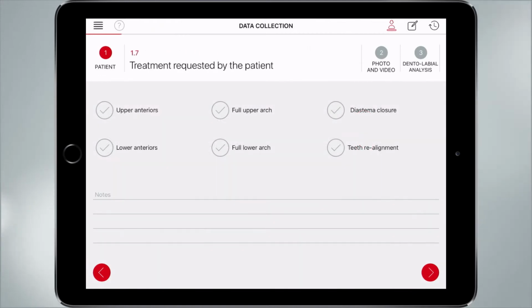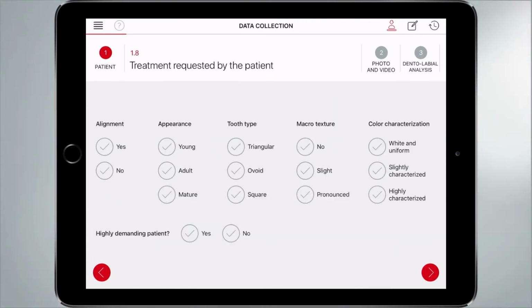Now we are on the step 1.7. And the step is the patient treatment requested. Actually, the patient knows perfectly that he needs to have the full upper arch done and the full lower arch done too. So the complete rehabilitation case. So now we go ahead and we go to the 1.8.